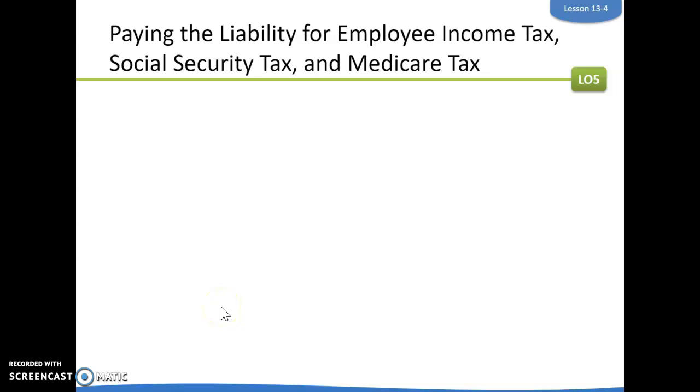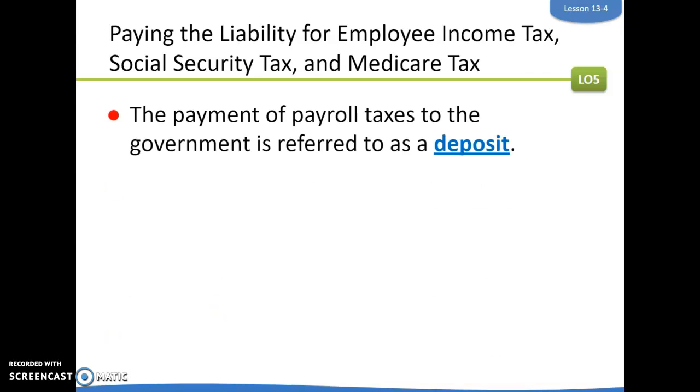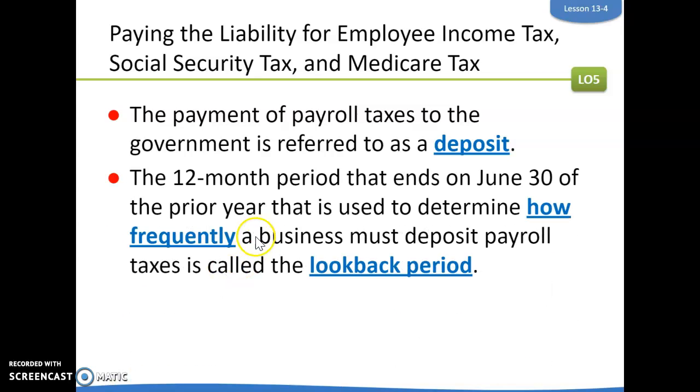So, paying the liability for employee income tax, Social Security tax, and Medicare tax. The payment of payroll taxes to the government is referred to as a deposit. And then there's the 12-month period that ends on June 30th of the prior year that is used to determine how frequently a business must deposit payroll taxes. And that's called the look-back period. So businesses typically end on June 30th and begin on July 1 for their 12-month period.